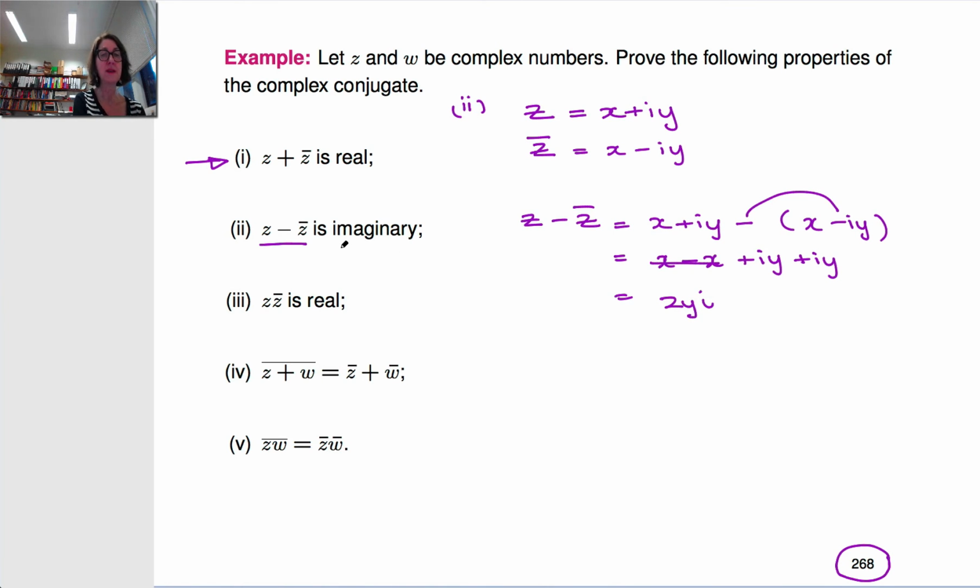So you can see that it doesn't matter what x and y is, provided y is not 0, of course, then this is going to be an imaginary number. The x terms, the real part, cancels out, and you just get left with the imaginary part.